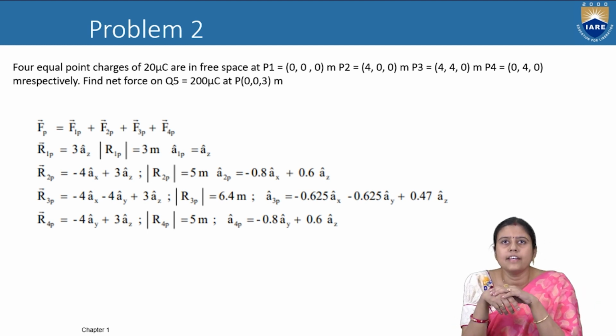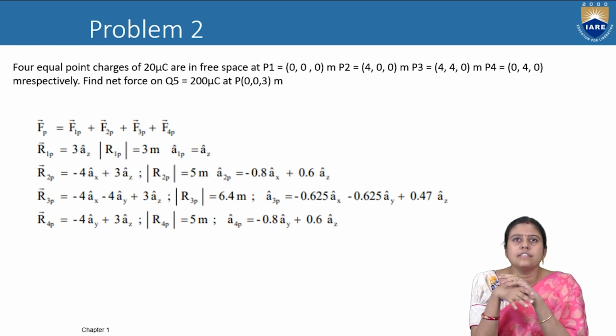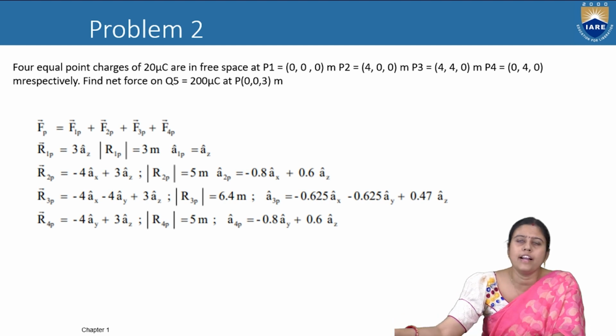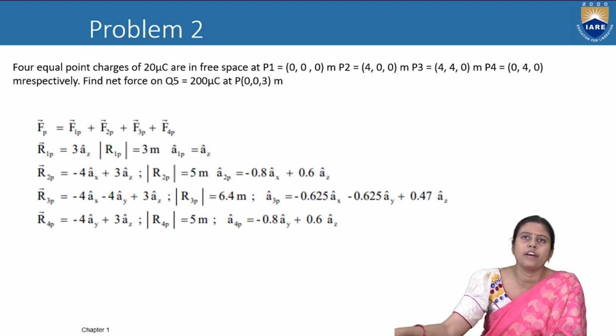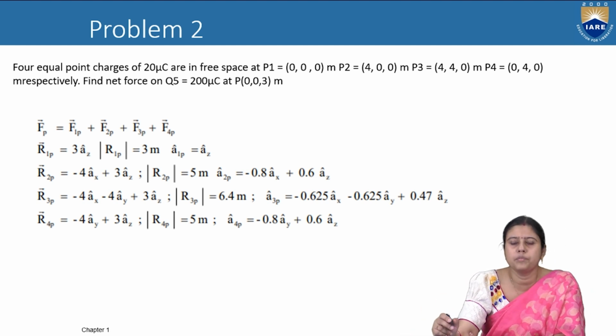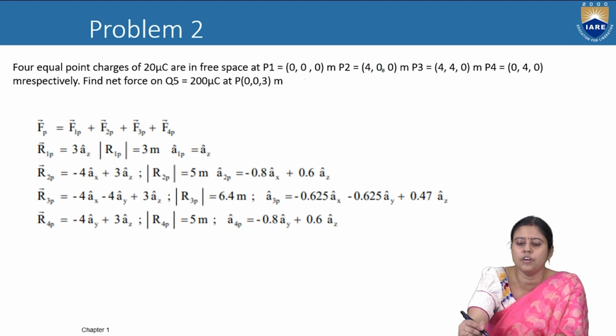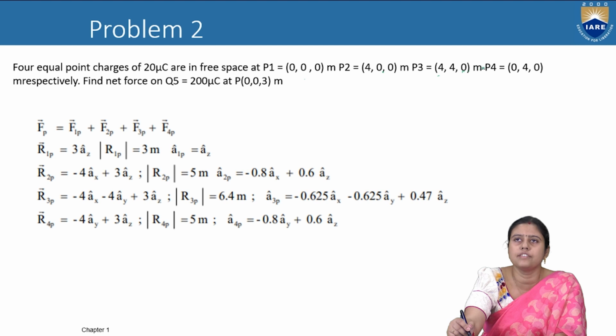So there is another problem we will discuss. 4 equal point charges. So we have now 4 equal point charges, 20 microcoulomb, in free space at P1 000, P2 400, P3 440 and P4 040 respectively. Find the net force on Q5, 200 microcoulomb, at 003.